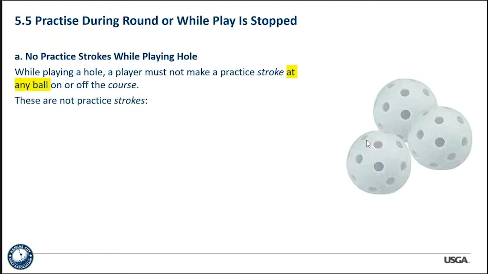While playing a hole, a player must not make a practice stroke at any ball, highlighted with some plastic balls up there. Just because it's a non-conforming ball doesn't mean it is not a golf ball, and doesn't mean that you're off the hook for practicing with one. What are not practice strokes in the rules of golf? A practice swing made with no intent. So you're just sitting there next to your ball, taking a practice swing in the rough, and a ball pops out that you hit by accident. You were making a practice swing and hit a golf ball with no intent. That is not a practice stroke.